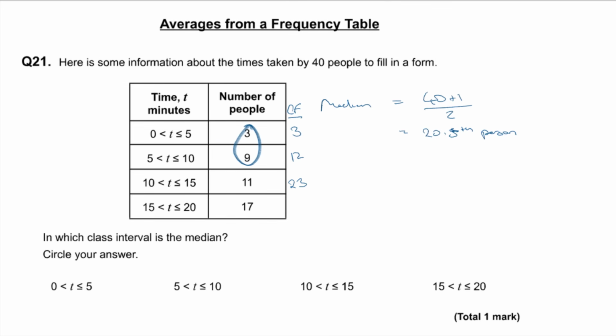Okay, so if person 1 to 3 is in the first group, and person 4 to 12 is in the second group, and person 13 to 23 is in the third group, then person 20 and person 21 are both in this group here, aren't they? They must be both in here. So then my answer is that one.